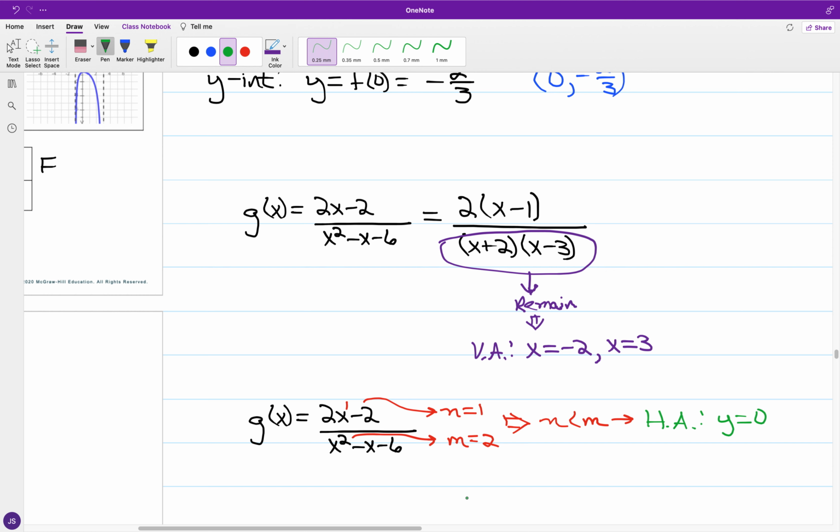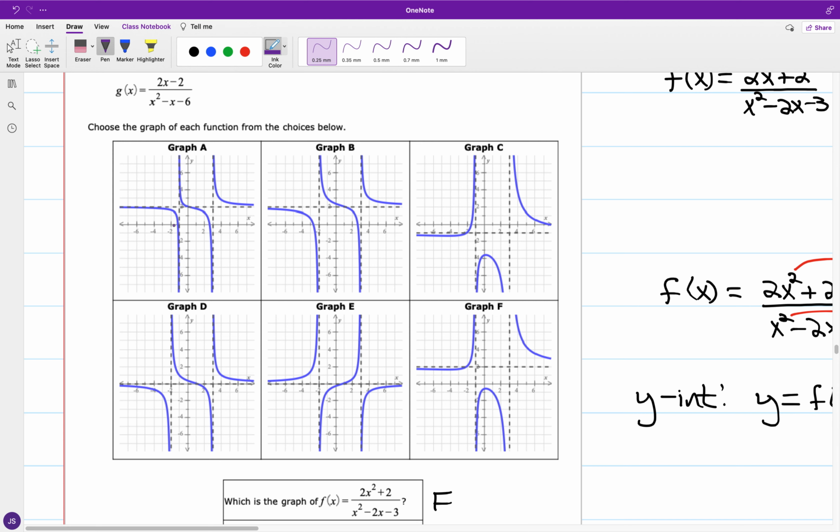And so with the asymptotes, you've got negative 2 and 3. The horizontal asymptote is going to be the x-axis. So just going through the process, you got 3, but you don't have negative 2 for graph A. We got negative 2 and 3 for x. And again, the horizontal asymptote for the graph of g of x was y is equal to 0.